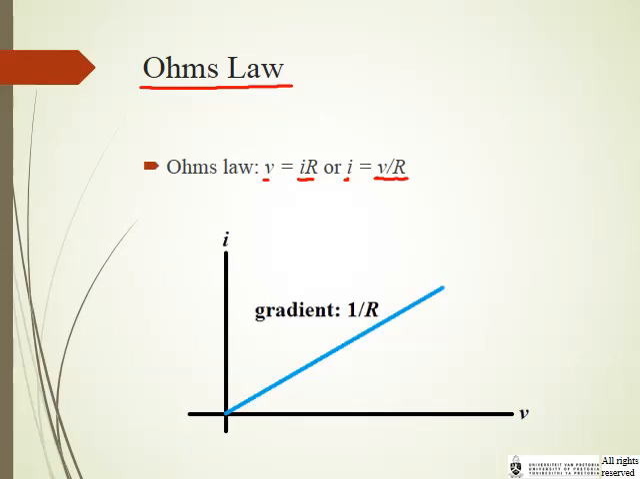I have no idea how they do that, but V equals IR should be a part of your DNA, even if you're not an electrical engineer. Right, so what does this mean? You have a constant gradient of 1 over R. So here we've got this constant gradient. Not that my hand can go constant, but anyway, you get the idea.